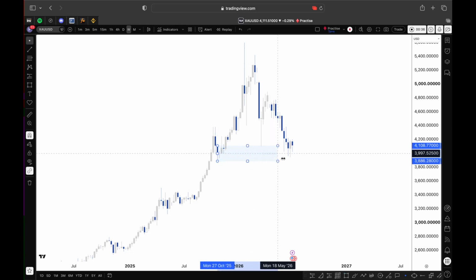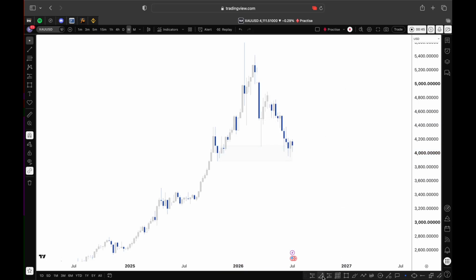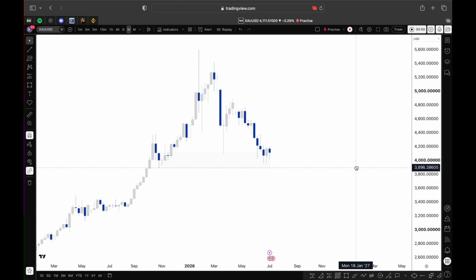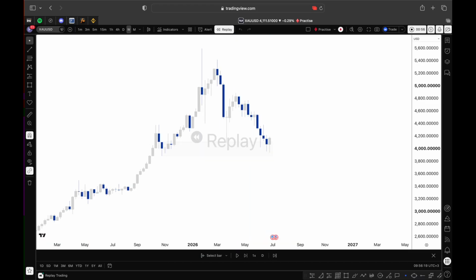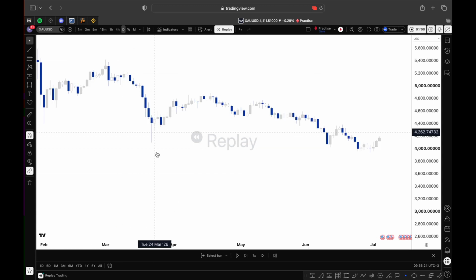Let me draw that. That's where the pullback is at the moment. So we won't be doing much analysis on the HTF, that's the weekly. But yeah, let me do a bar replay on this. So that's the weekly. So starting on the daily time frame, let's see.